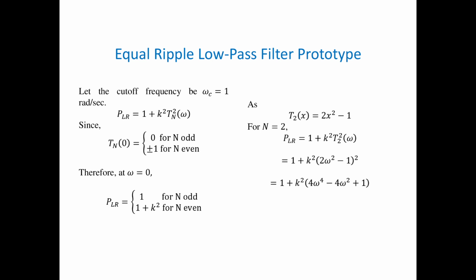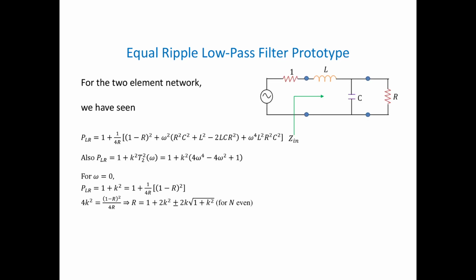Similarly, we are going to calculate the values of the low pass filter prototype. PLR is equal to 1 + k² Tn²(ω), where Tn(z) equal to 0 for n equal to 0 and for n odd. PLR equal to 1 for n even, 1 + k² for n odd. As the case for different values of n, your value will vary.